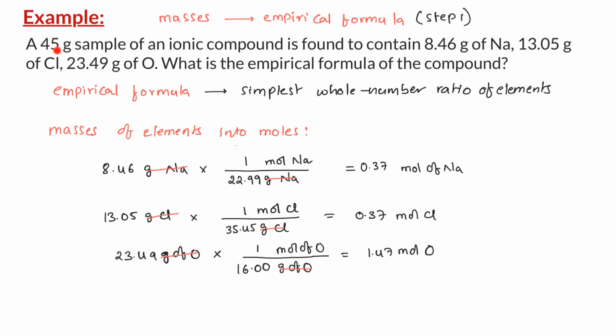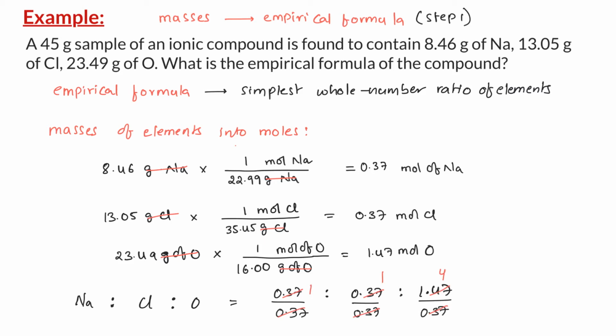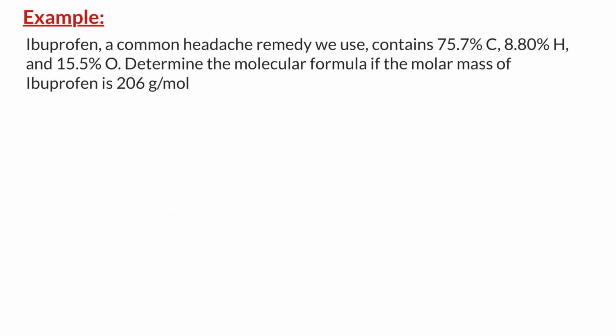So, in 45 gram sample of ionic compound, we have 0.37 moles of sodium, 0.37 moles of chlorine, and 1.47 moles of oxygen. Next, we need to get the simplest whole number ratio of these elements. In order to do that, I am going to divide each of these numbers by the smallest of the numbers, which is 0.37 moles. We get the ratio of sodium to chlorine to oxygen as 1 to 1 to 4. Therefore, the empirical formula of this ionic compound is Na1Cl1O4.